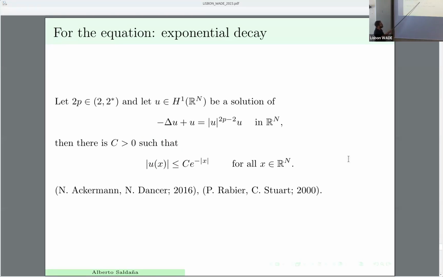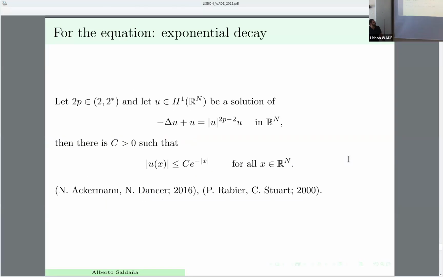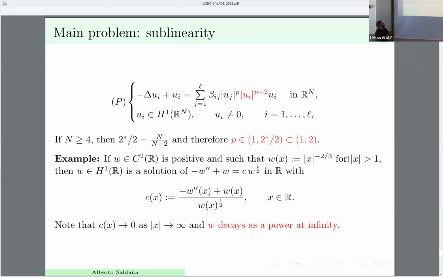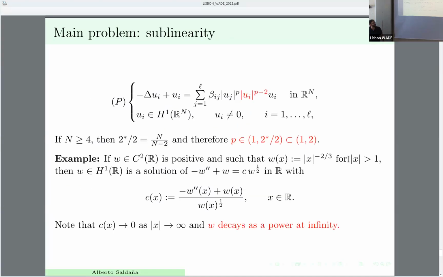If we look at this equation, well, this is the Schrödinger operator. It's a nonlinear Schrödinger equation, and it's known that it has an exponential decay. So could it be that the equation always has exponential decay? Well, the thing is that, no, in general, not all solutions of the Schrödinger equation will have exponential decay. So could it be also that all solutions of the system will have exponential decay?